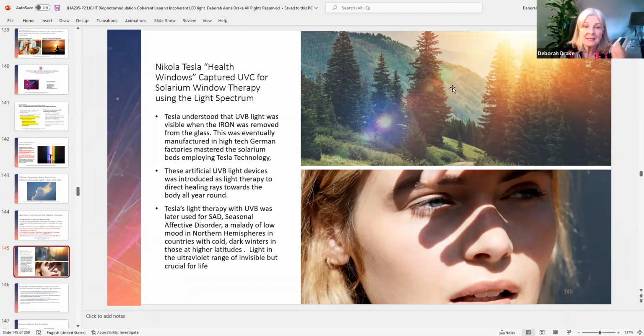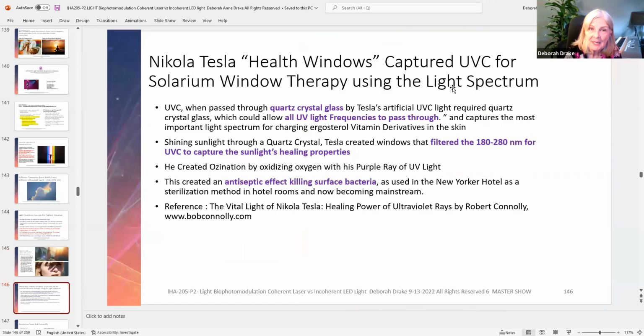Okay. Now, Tesla's therapy with UVB was later used for seasonal affective disorder because it actually got through to those people in the tired, sun-deficient northern hemispheres in the cold, dark winters at high latitudes, and the light of the ultraviolet range became invisible but crucial for life up there. So he was able to help the serotonin levels and the pineal gland's melatonin levels start stimulating these happy hormones in the middle of the winter in the middle of nowhere. Now, Nikola Tesla eventually then developed healthy windows, which captured UVC light for the solarium window.